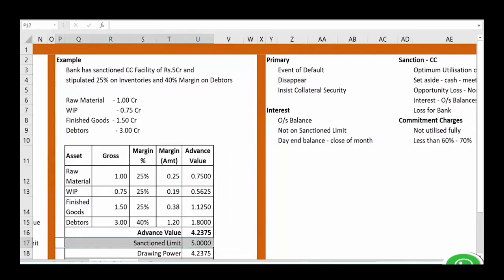So what is going to be the drawing power? Drawing power here will be only 4.2375 crore, even though the sanction limit is 5 crore.